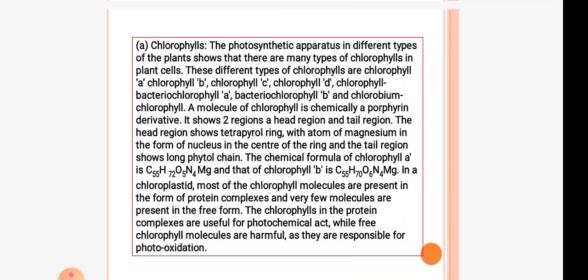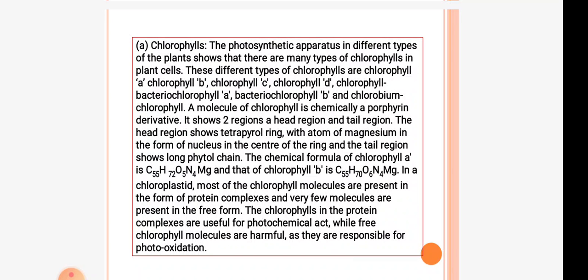First, we will learn about chlorophylls. The photosynthetic apparatus in different types of plants shows that there are many types of chlorophylls in plant cells. These different types of chlorophylls are chlorophyll A, chlorophyll B, chlorophyll C, chlorophyll D, bacteriochlorophyll A, bacteriochlorophyll B, chlorobium chlorophyll.